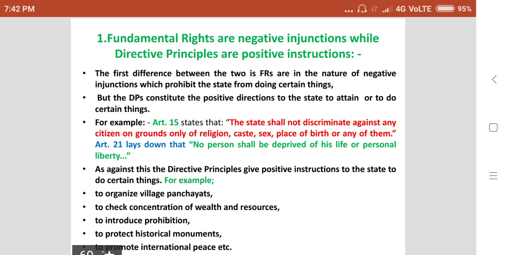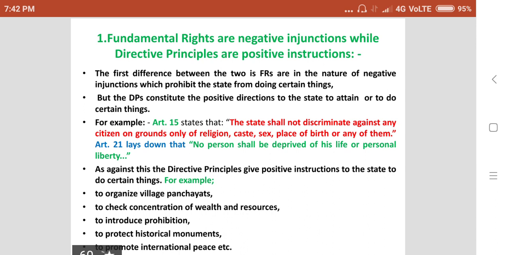For example, Article 15 of the Constitution states that the state shall not discriminate against any citizen on grounds only of religion, caste, sex, place of birth, or any of them. Article 21 lays down that no person shall be deprived of his life or personal liberty.